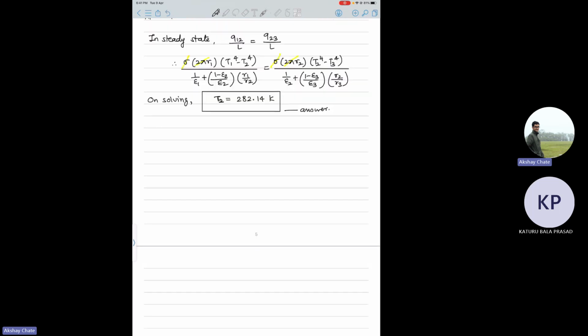I'll come back. So then there is another version of this type of questions. For example, in this problem, there are two concentric spheres.